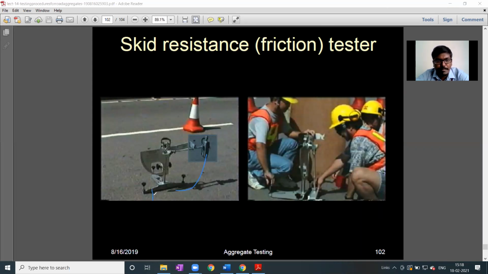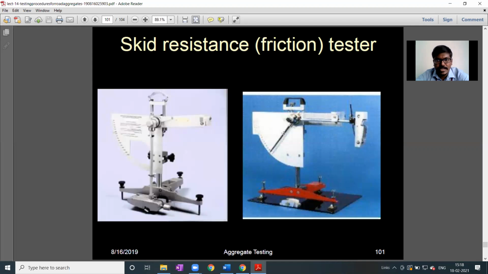So here you can see this is the pavement, right? On this pavement it will rotate, and here there will be a needle. The needle will show the value depending upon the friction of the top surface. Here you can see the needle, right? So this needle will directly give us the friction value.